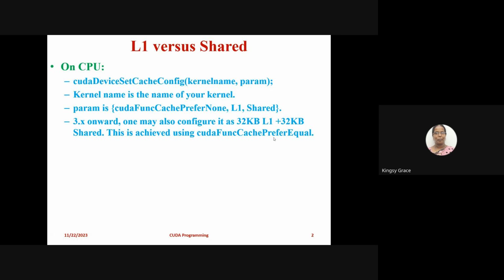Already in the last class we have seen you can allocate space for L1 cache and you can allocate space for shared memory. Here the L1 cache and shared memory are both available in a block, the GPU block. Either you can give 32 KB, or 16 KB, likewise. So you can change it according to our need.